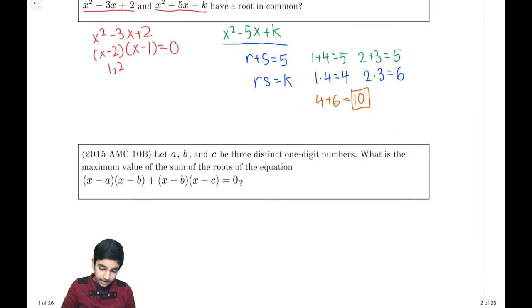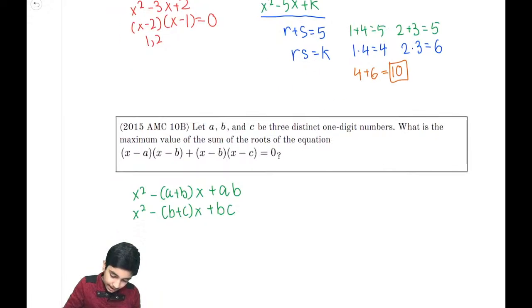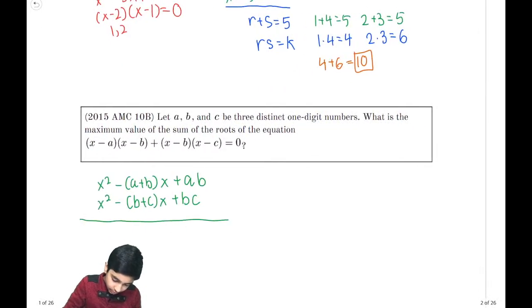In this next problem, we're going to expand the whole thing out. So let's expand it to get x squared minus a plus b times x plus ab, and then we also have x squared minus b plus c times x plus bc. When we add them together, we get 2x squared minus a plus 2b plus c times x plus ab plus bc.